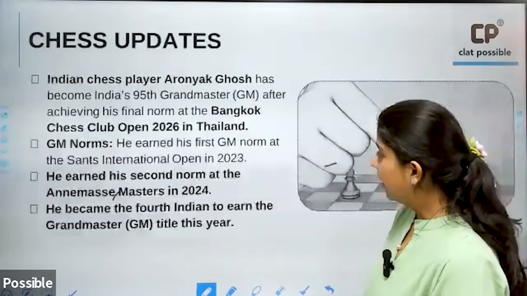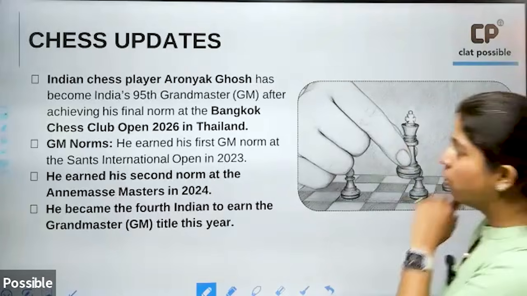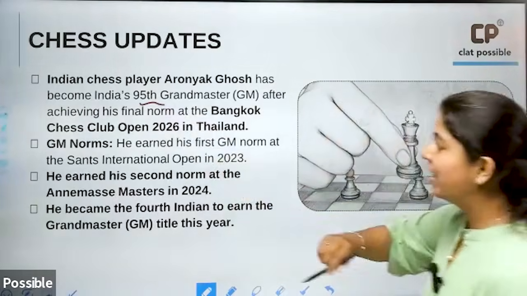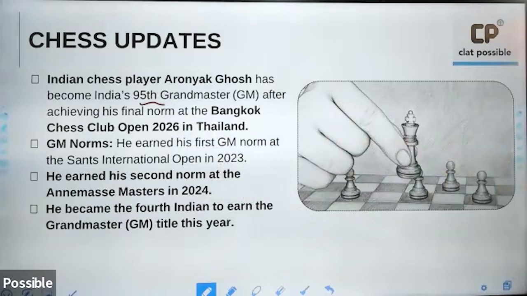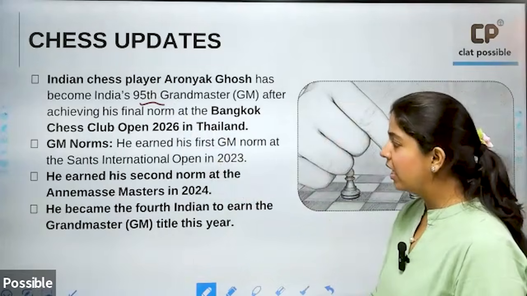All right. Okay. Then coming to the sports section, we have major chess updates. What you need to remember is that Arunya Ghosh from Assam has been declared as India's 95th Grandmaster. He became the 4th Indian to earn the Grandmaster title this year.